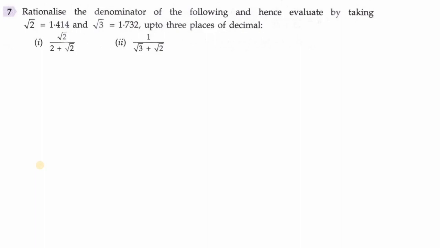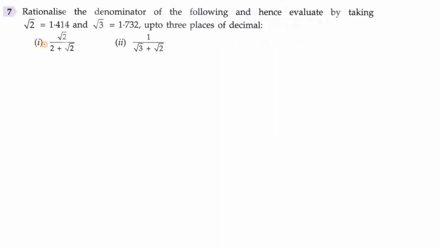So let me quickly read out the question for you. Rationalize the denominator of the following and hence, by taking root 2 as 1.414 and root 3 as 1.732 up to 3 decimal places, we need to evaluate 1 and 2. So let me do 1 first.